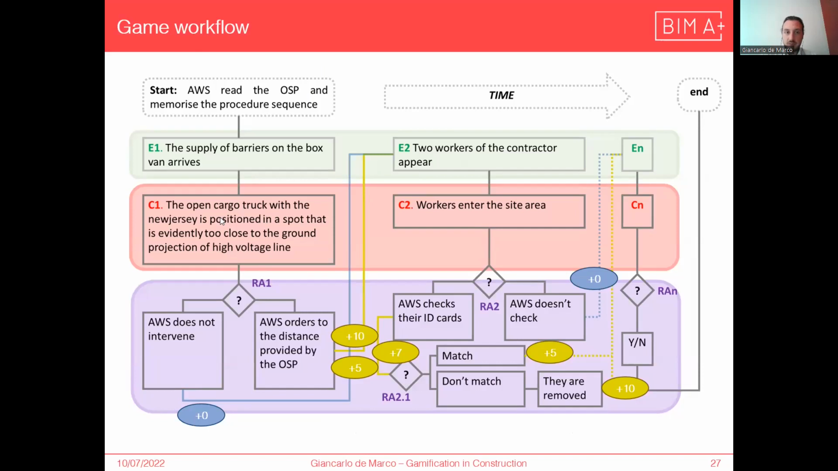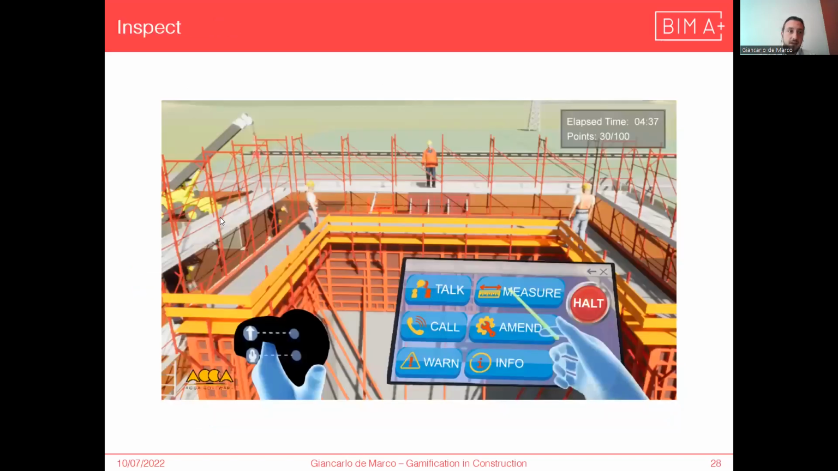How the game would actually... In 1 minute. Yes, okay, thank you. This would be the workflow of the game from the start: the first event, the criticality, and the requested action. And according to the result of the action that the appointed work supervisor will be doing, we would have points or neglecting points.